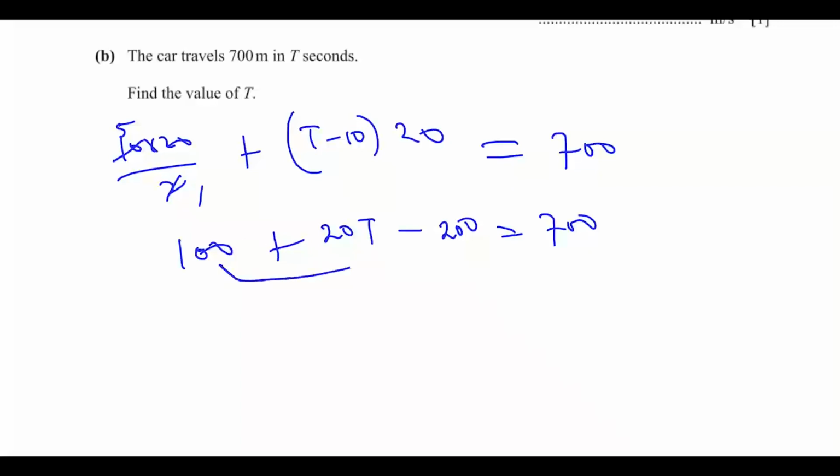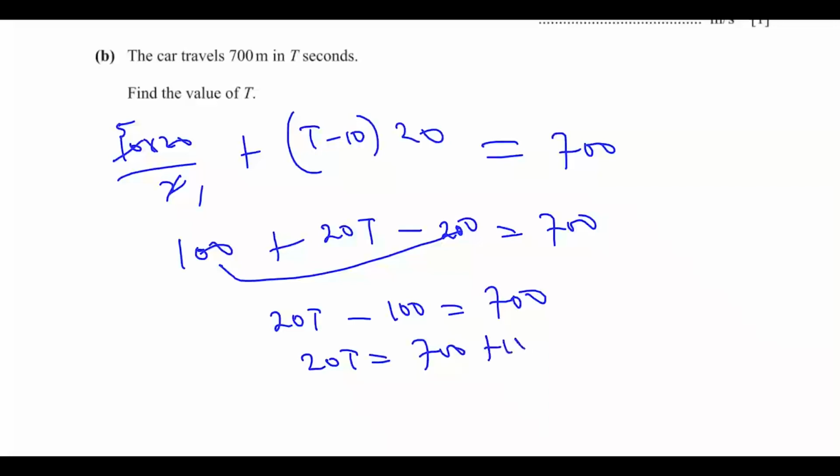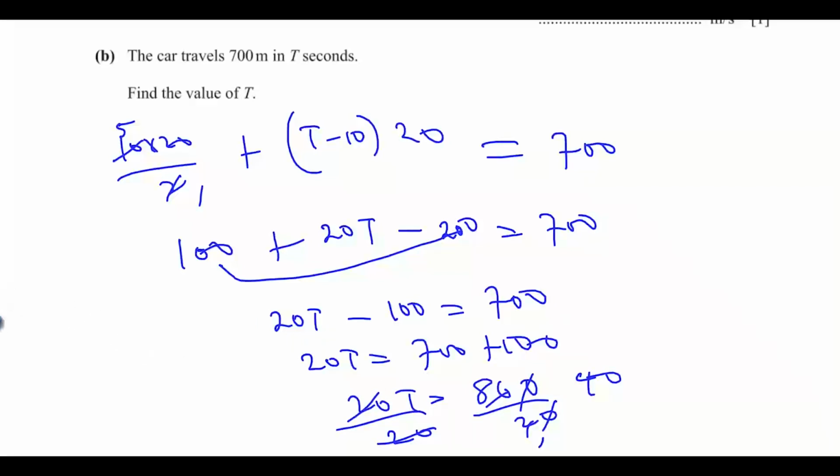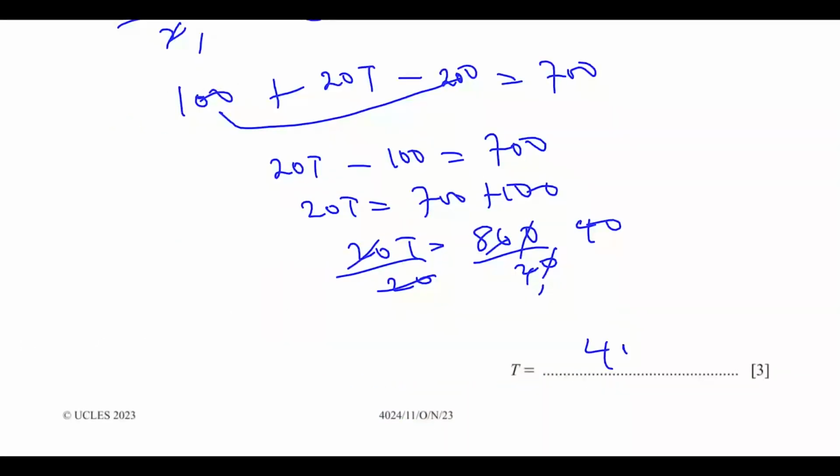So this and this will add up to minus 100. So we have 20t minus 100 equals to 700. If we collect like terms, 20t equals 700 add 100, so 20t equals 800. If you divide both sides by 20, this will cancel this. That means t is equal to 40 seconds.